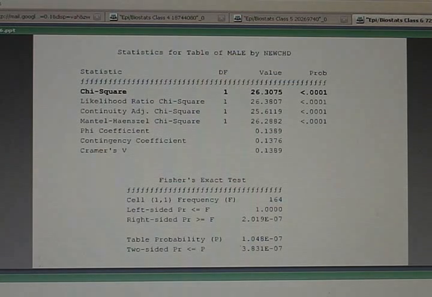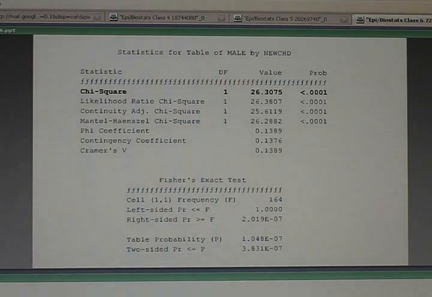SAS gives you a number of tests, a number of chi-squared tests. Notice the first 4 tests here all have very similar test statistic values, about 25 or 26. All their p-values are less than 0.01. This is the usual chi-squared test that we talked about last week. It also gives you a Fisher exact test. For every 2x2 table, it gives you a chi-squared test, and it also automatically gives you a Fisher test. The p-value from the Fisher test is 3.83 e to the minus 07. What that means is take the number 3.83 and move the decimal place 7 places to the left.